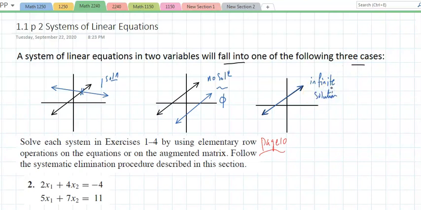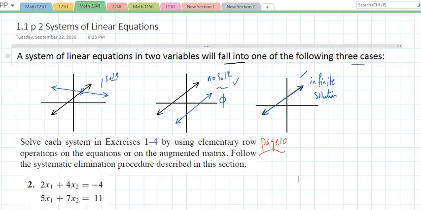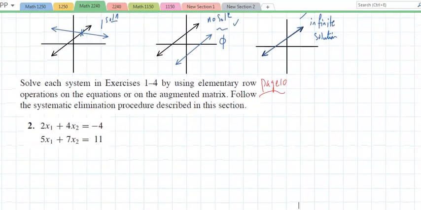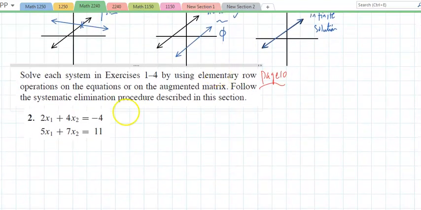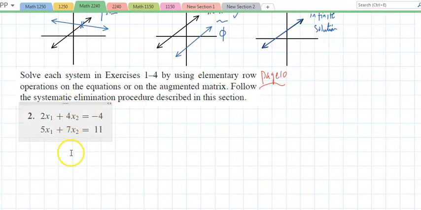So, we really need in this class to make sure we get the difference between those. I'm going to start with a system of equations, and we're not graphing for sure. This is on page 10. By using elementary row operations on equations or on the augmented matrix, follow the systematic elimination process described in this section. Let's talk about what that is.